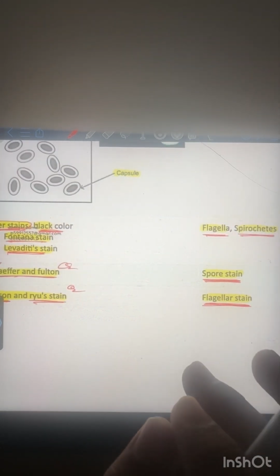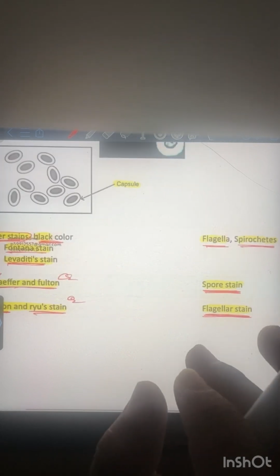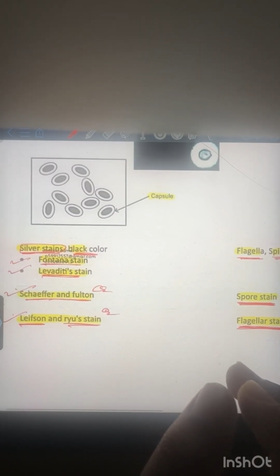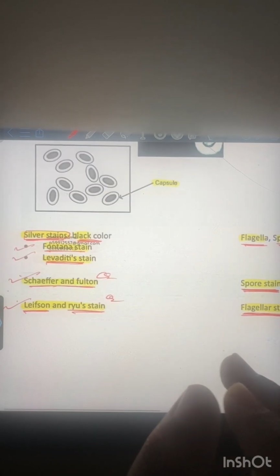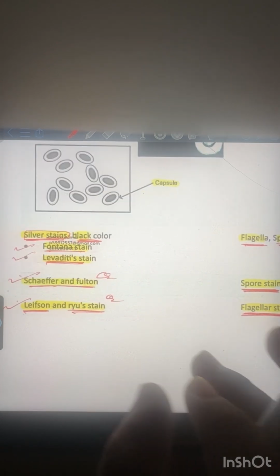For thin structures, we prefer a dark field microscope. If not that, we will go for other stains. Like for spirochetes, we have S for S. We have some silver stains that include the Fontana and Levaditi. So we'll have these silver stains put up our way. For flagellar, LLR, that is Leifson and Ryu stain. What do we have for spores? One is ZN stain and the other one is S for S, and that is Schaeffer and Fulton.